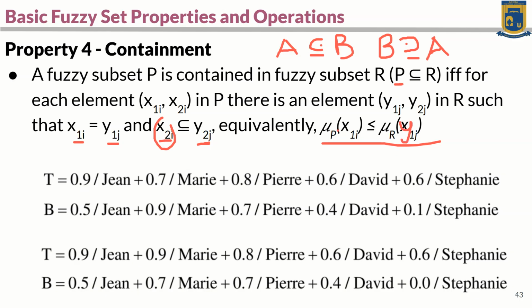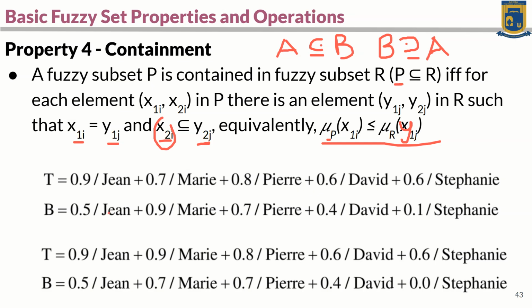So the degree of membership of X has to be less than or equal to the degree of membership of Y. Here I'm talking about P, that's why you can see P over here, and I'm talking about R. So what it's saying is that if one is contained in the other, remember the one that is contained is smaller than the bigger one.